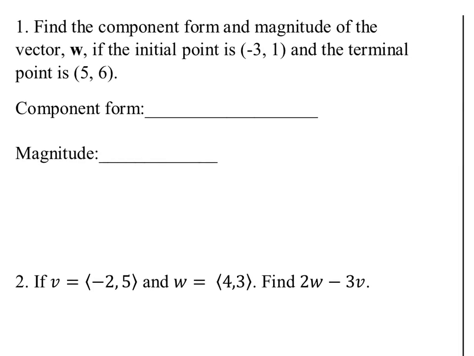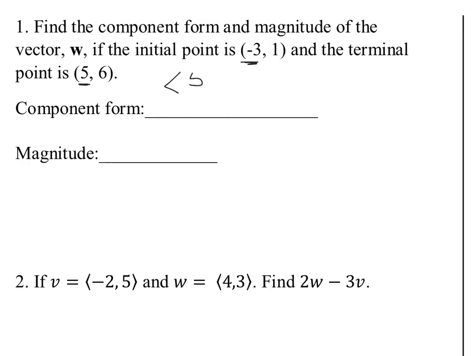So number 1 says find the component form and the magnitude of the vector w if the initial point is -3, 1 and the terminal point is 5, 6. Well, to find the component form, we need to find the difference between the x values and the y values. So we're going to take the terminal side x value, which is this 5, and subtract the -3. This is going to give me the x value of my component.